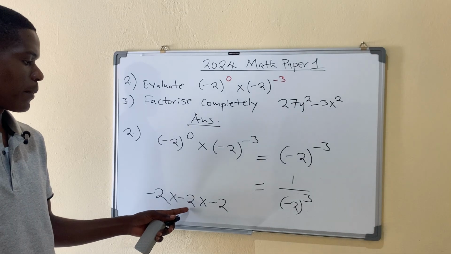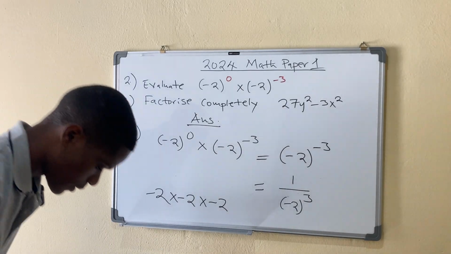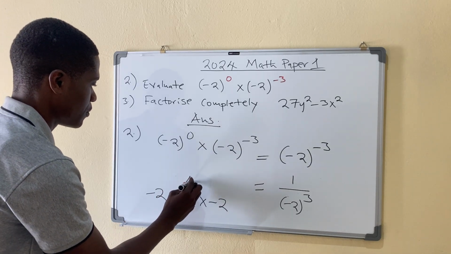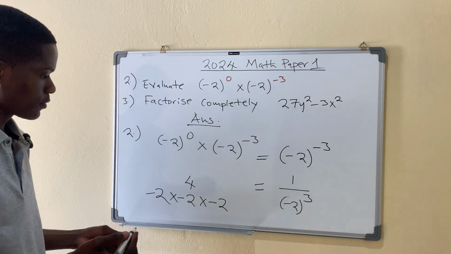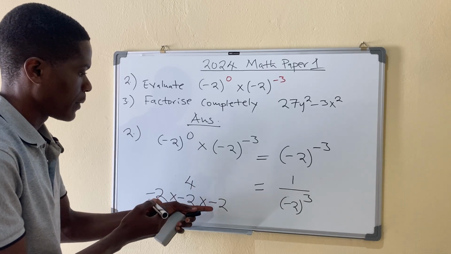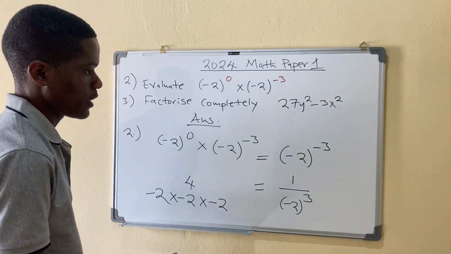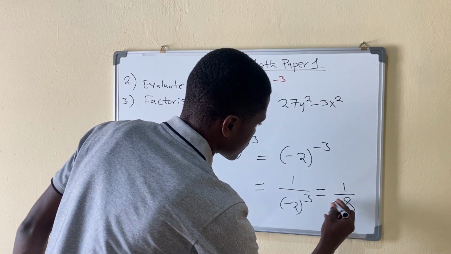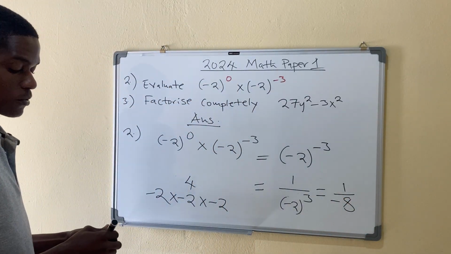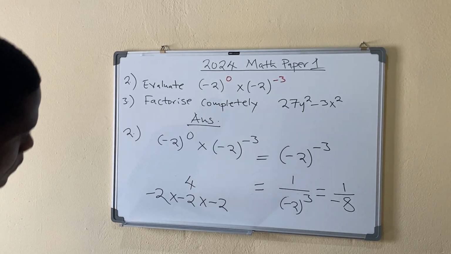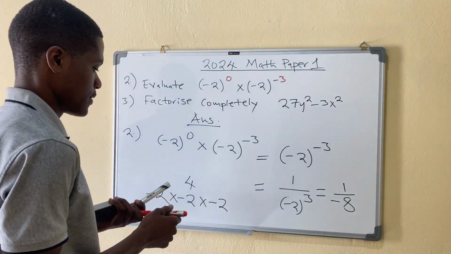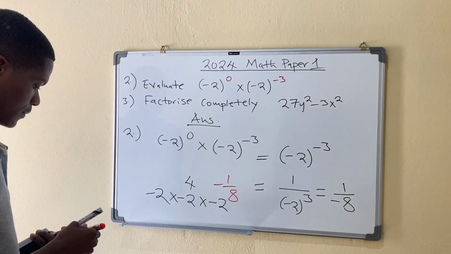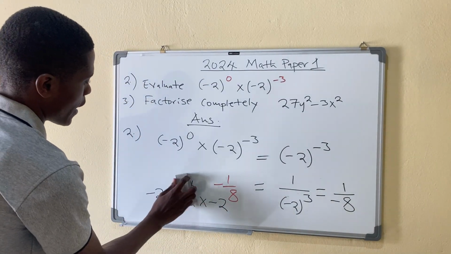So -2 multiplied by -2 multiplied by -2. What do you get there? -2 times -2 is +4 because negative times negative is positive. Now, 4 multiplied by -2 is going to be -8. So what you are having there is 1 over -8, which is as good as saying the answer is just -1 over 8. Okay, so that's how we answer this question.